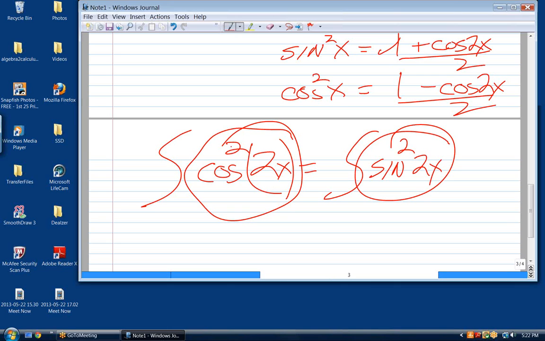The key is the cosine squared of 2x, when you use the reduction formula, is coming up with that 4x. Or if I was doing the cosine squared of 3x, it would be 1 minus the cosine of 6x all over 2.